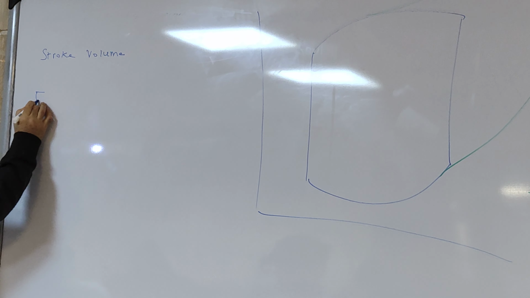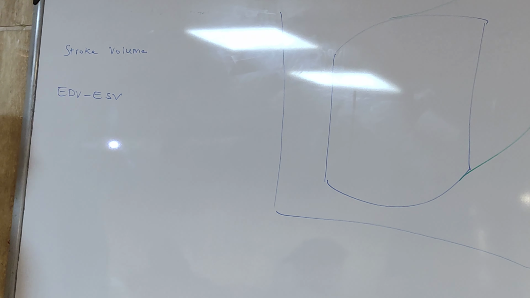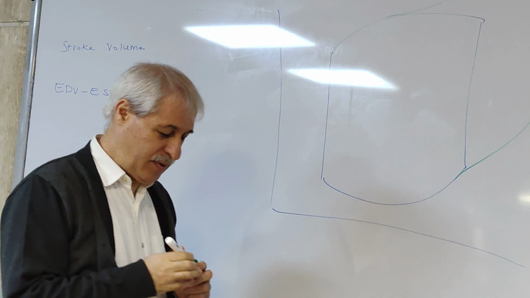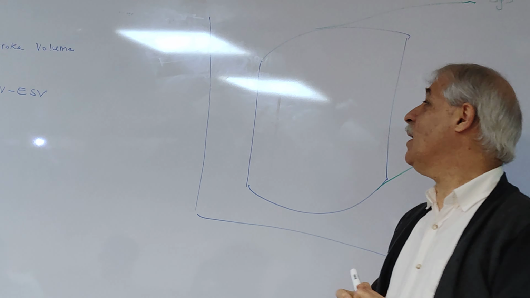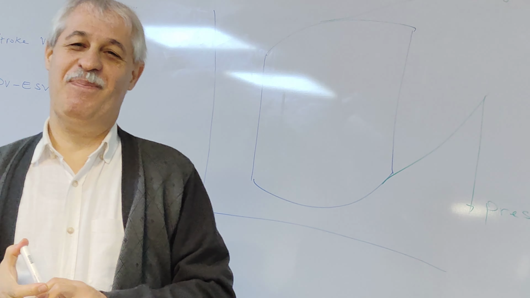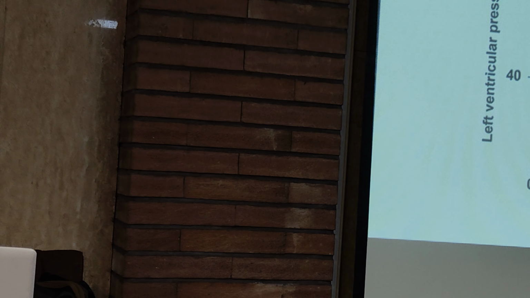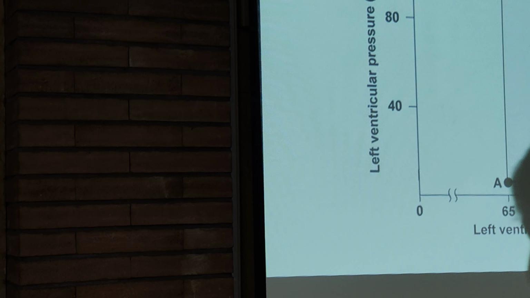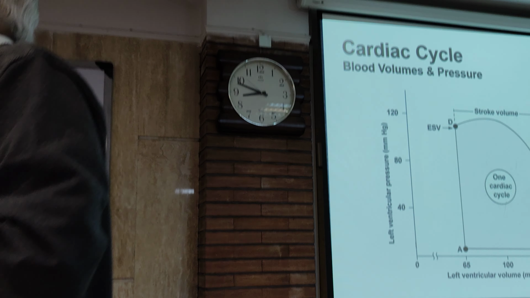End diastolic volume minus end systolic volume is the amount of blood that leaves the left ventricle. This is called stroke volume. In Farsi, حجم ضربه‌ای. I don't know what you call it in Arabic. حجم ضربه‌ای is Arabic actually. It means the amount of blood that is going out from the left ventricle in each beat.